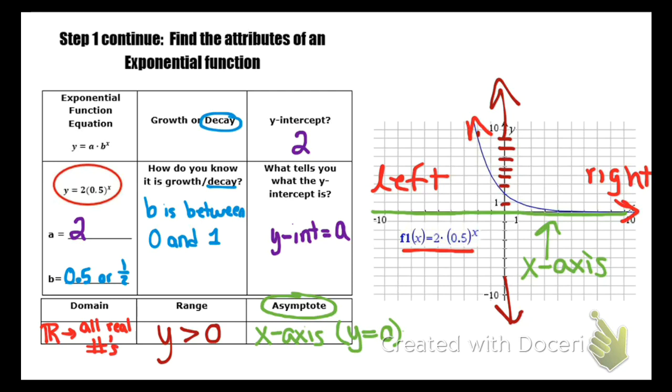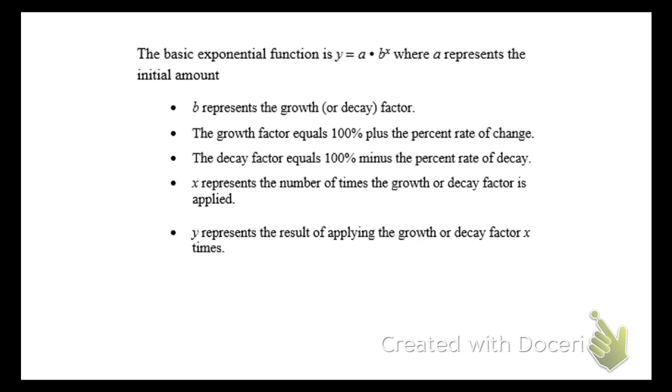Alright, so now that we've gone over example 2, I just have one more little thing to go over with you. Okay, so this is very important. Remember that the exponential function is y equals a times b to the power of x, where a represents the initial amount. So when you're dealing with a real-world problem, a is your initial amount, okay? It is known as your y-intercept, okay? So anytime you have an initial amount, like you're beginning with this, that is your a.